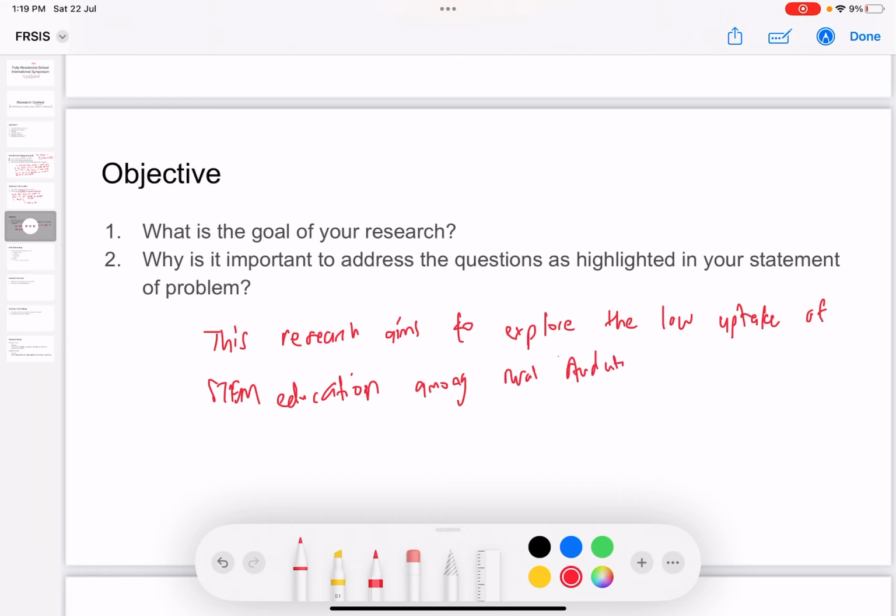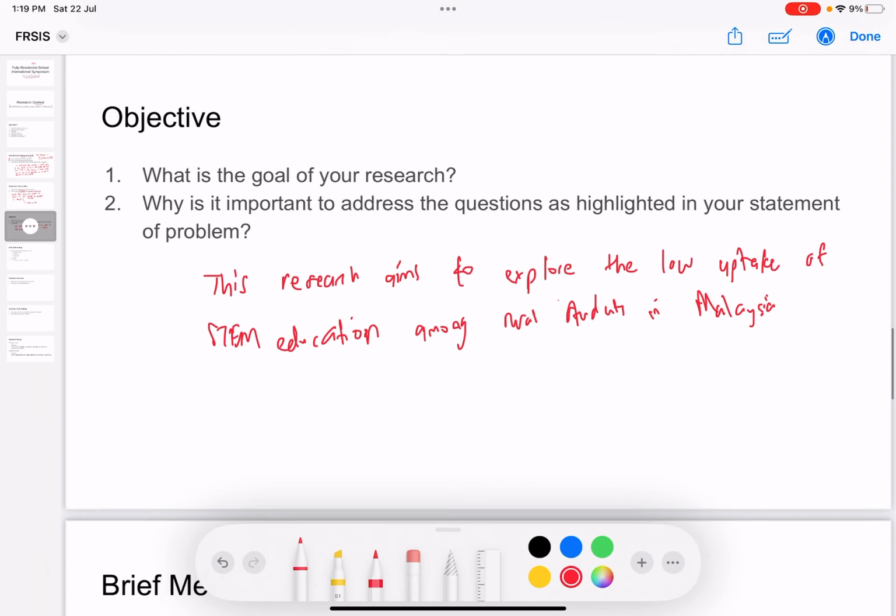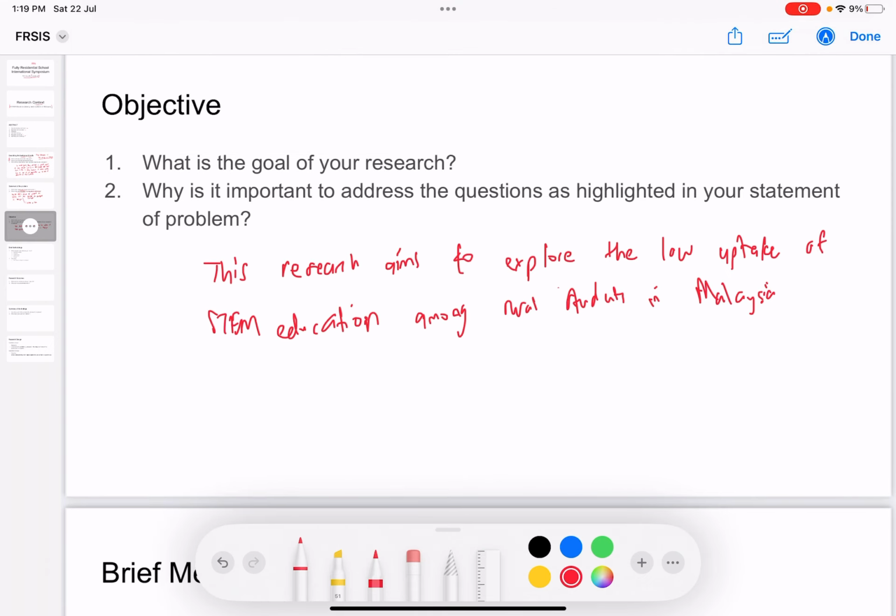And where is this happening? In Malaysia. You're looking specifically at Malaysia. If you want to look at a specific place, say like Terengganu, you can just write Terengganu. Okay, right. So that is basically the objective of your research. You want to explore why there is a low uptake of STEM education among rural students. So you're not looking at urban, you're not looking at SBP students, you're looking at rural students. So you need to find rural schools to look into this research.